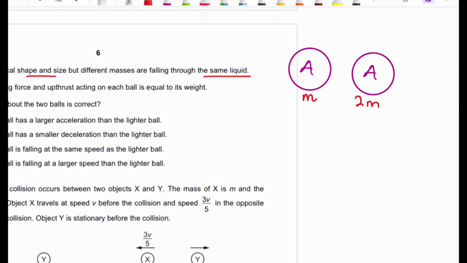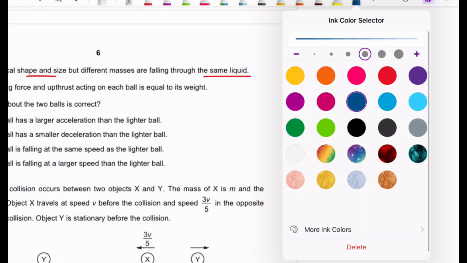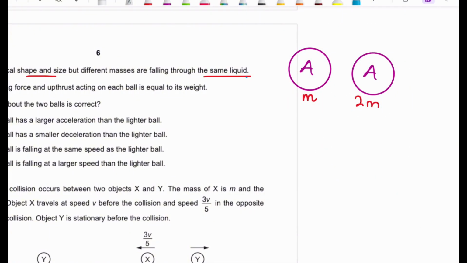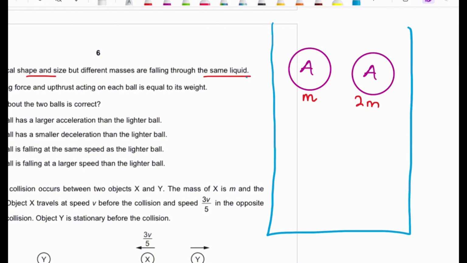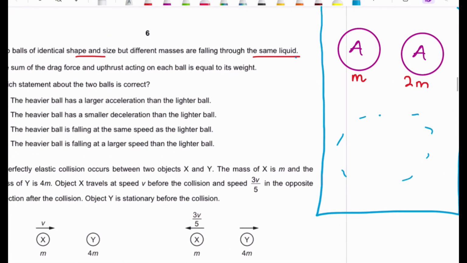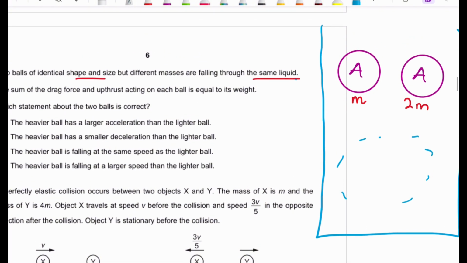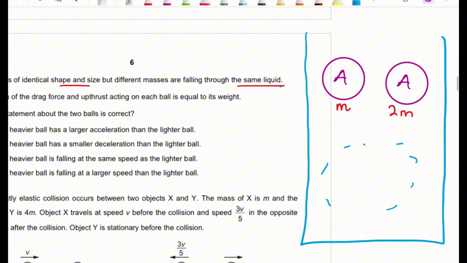So let's put that liquid over here. So this is our liquid. They're both falling through that liquid itself. The sum of the drag force and the upthrust acting on each body is equal to its weight.